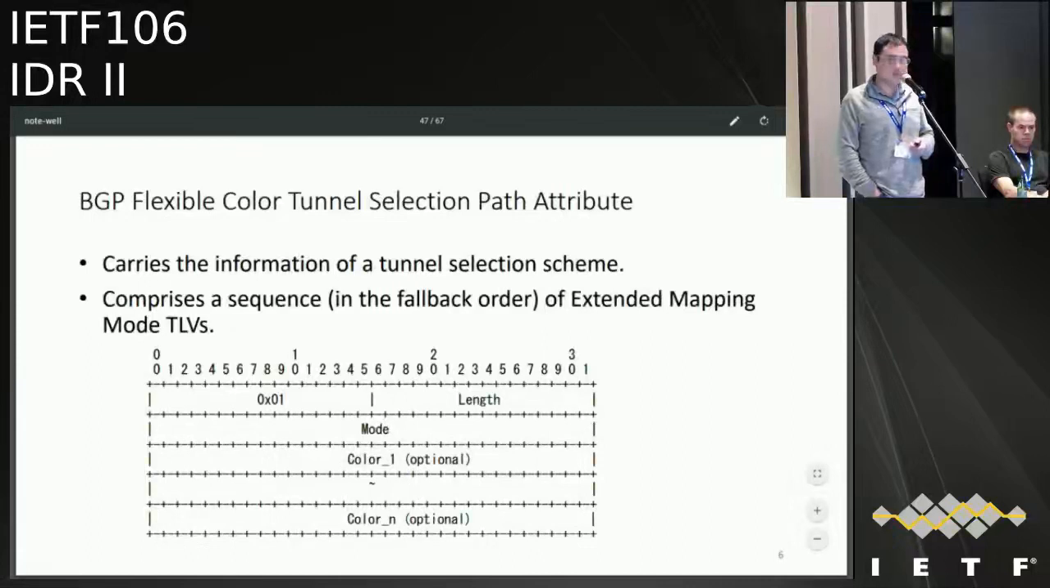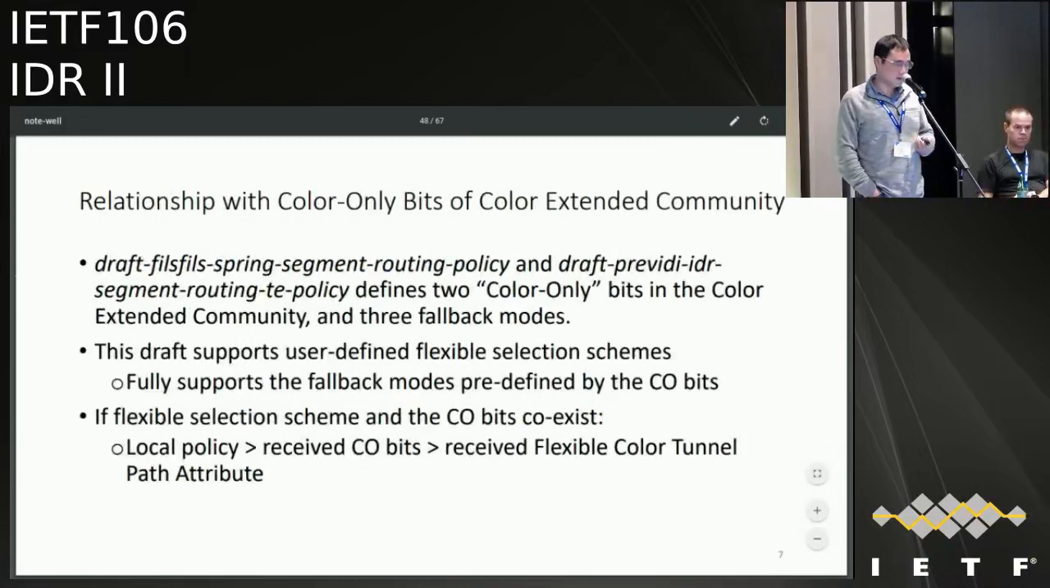This shows the encoding of the new path attribute. It consists of a sequence of extended mapping mode TLVs. Each TLV has a mode value, and it may optionally have a list of fallback colors. This list of fallback colors applies to some modes, not all the modes. The segment routing policy draft and the IDR segment routing policy draft define 2 so-called color-only bits in the color extended community, and define 3 fallback modes. Compared to that, this draft just provides a more flexible and extendable mechanism. It fully supports the fallback modes predefined by the 2 drafts.